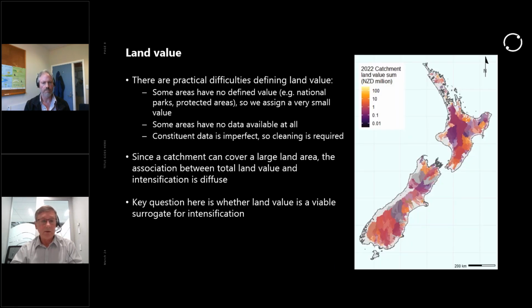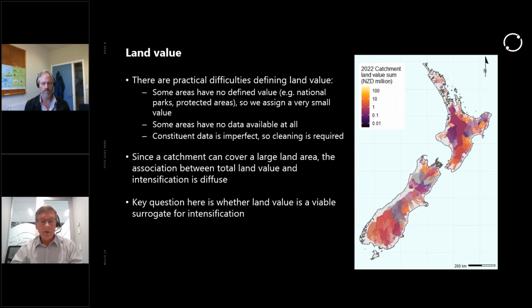And on the next slide, you've got the land value. And there are a lot of practical difficulties in defining land value. Some areas have no defined value at all, and a good example are national parks. So in respect of the issue here, which is to try and understand how it could be used as a surrogate for land intensification, it makes sense to assign a very small value, but not a zero value, to natural areas. Some areas have no data available at all, and you can see them in the plot with grey.